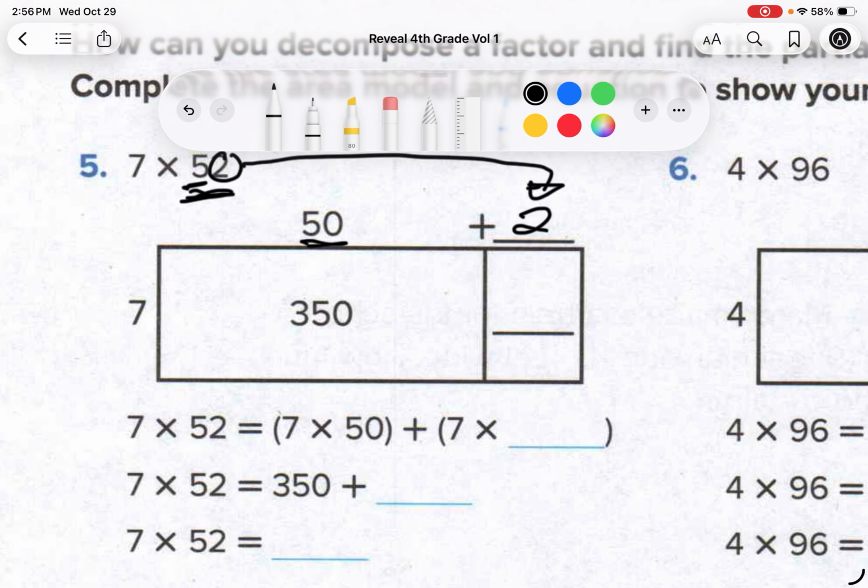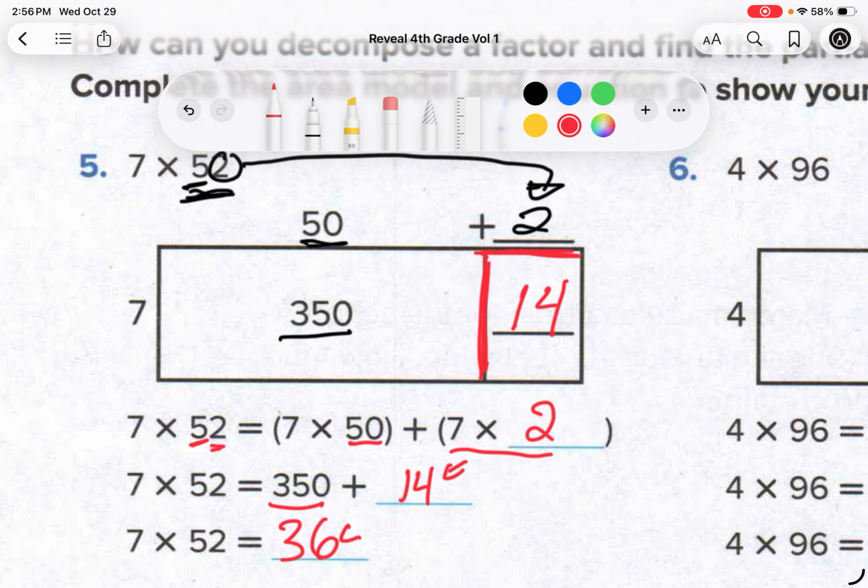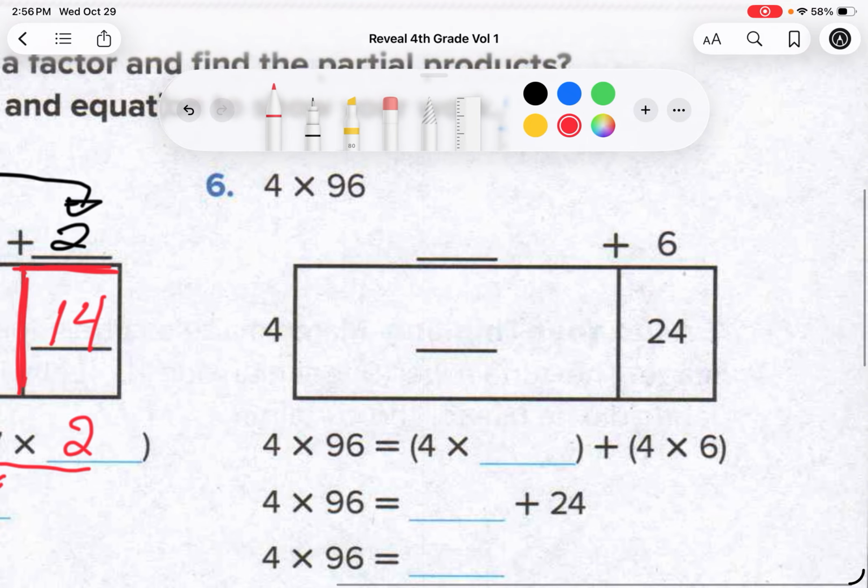And now we find our area. Notice they already did 7 times 50. So what do we have here? Well, we have 7 times 2, its length. 7 times 2 is 14. And now we're just filling in our distributive model that we have down here. Well, remember, we have 50, and then we have 2. What is 7 times 2? Well, that is 14. And then we have 350 plus 14, we have 364. So if you had 364, you had it correct.